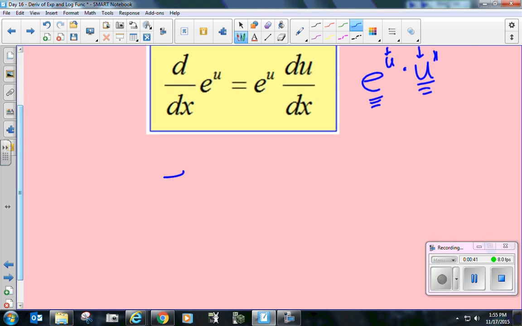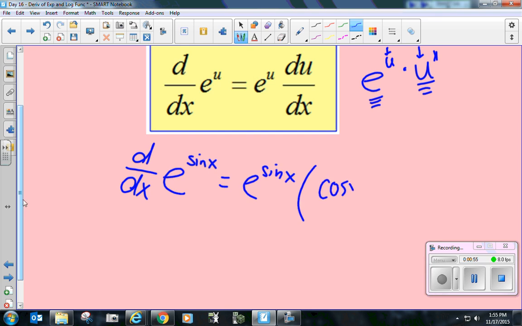what is the derivative of e to the sine x? It is the same thing. Okay, I want to find this. Here you go. That's e to the sine x times the derivative of sine x, which is cos x.